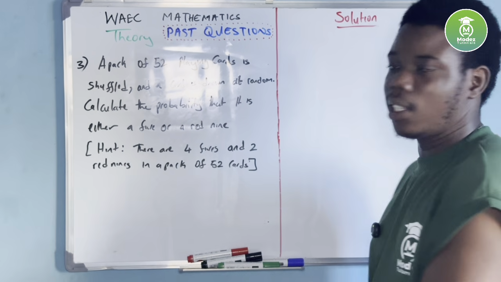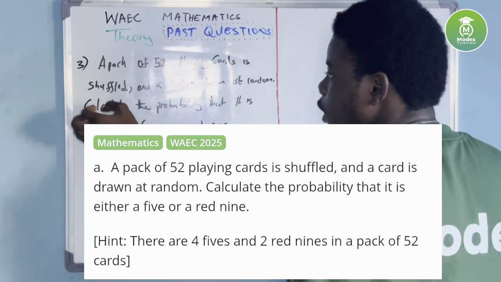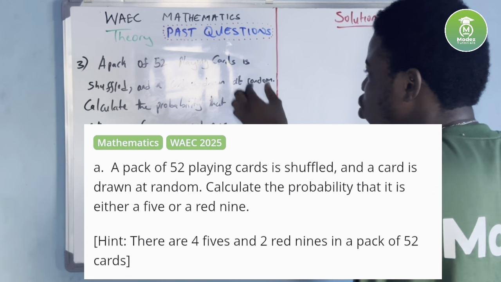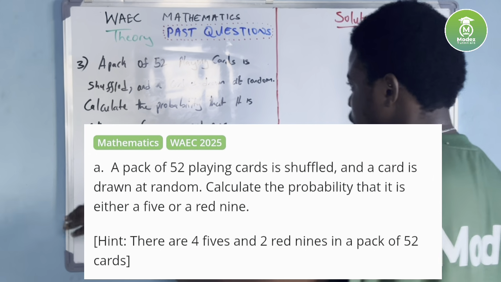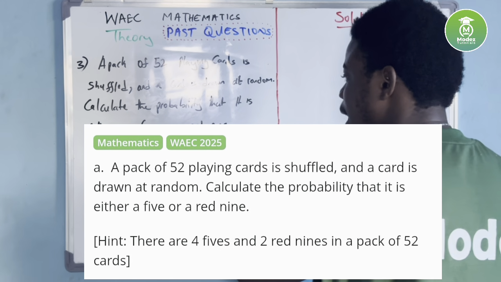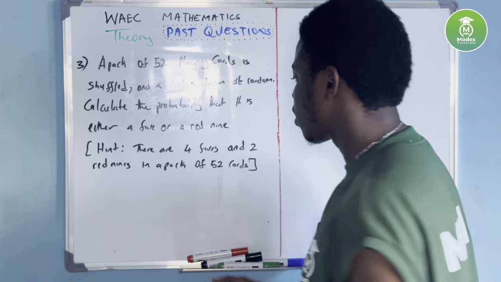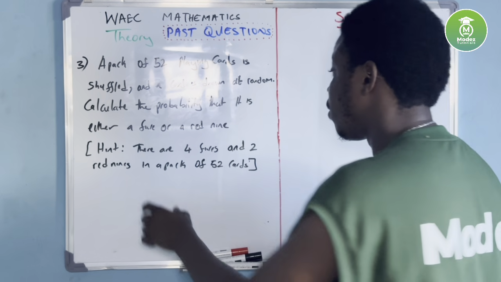For question number 3, a pack of 52 playing cards is shuffled and a card is drawn at random. Calculate the probability that it is either a 5 or a red 9. They now give us 8. This 8 made it very, very easy.